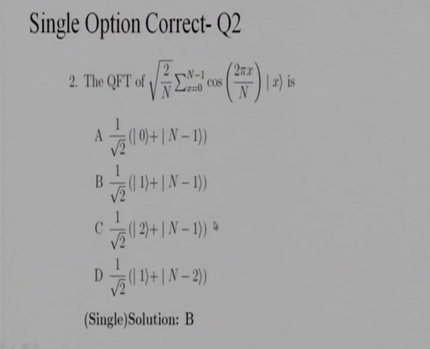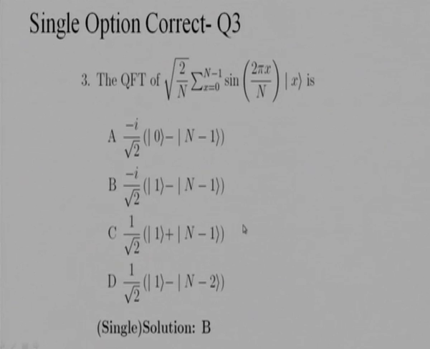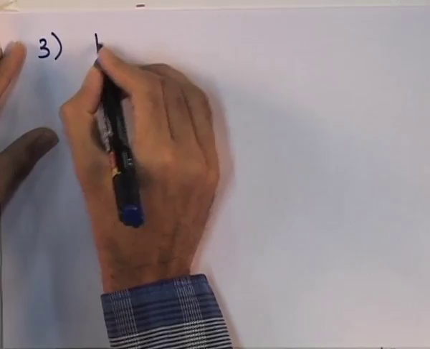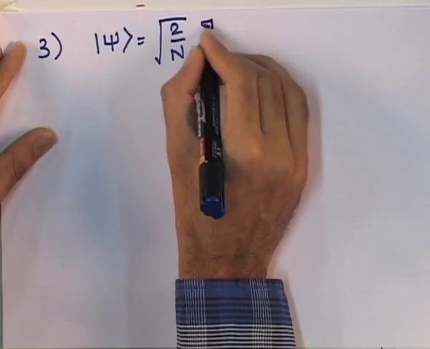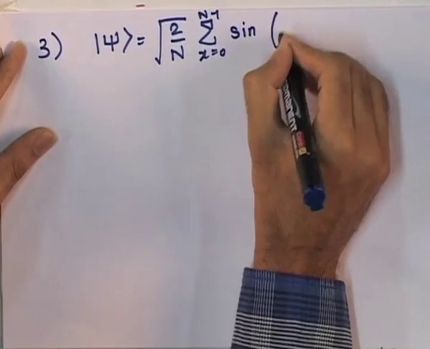Question 3 is similar to question 2. Here instead of having the cosine as the coefficient, we have sine of 2 pi x by n. So in question 3, psi is equal to root 2 upon n, summation over x equal to 0 to n minus 1 of sine of 2 pi x upon n times the state x.